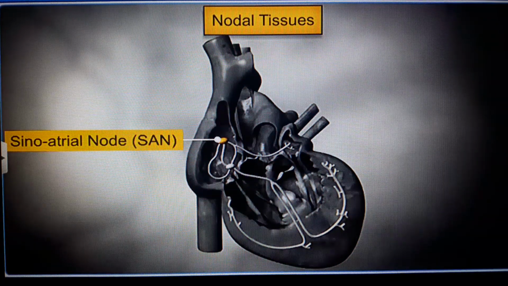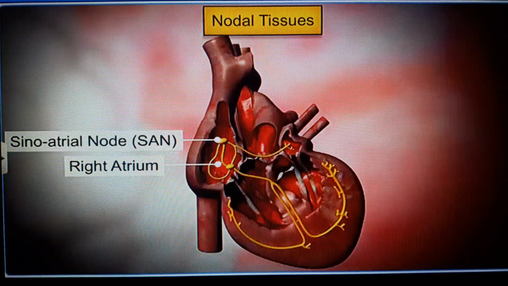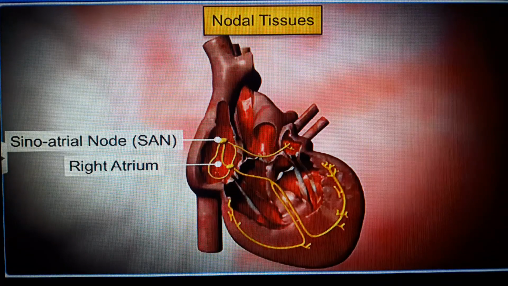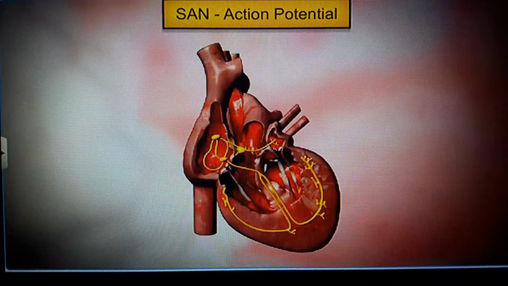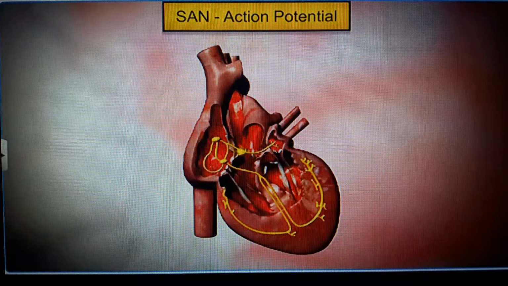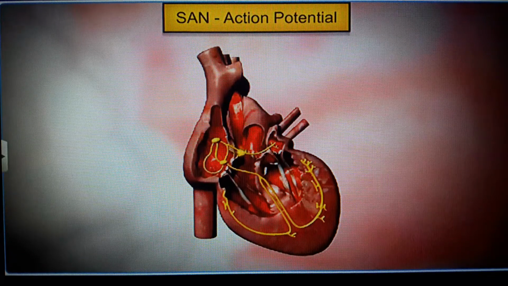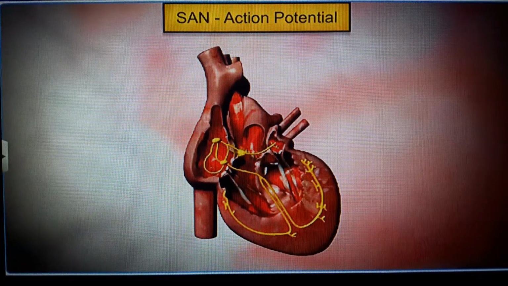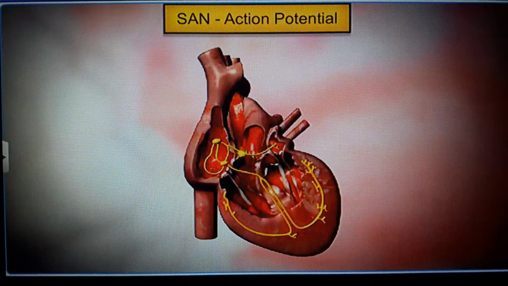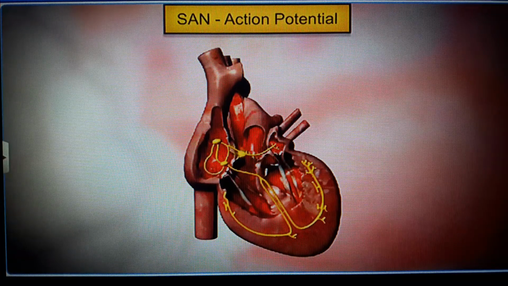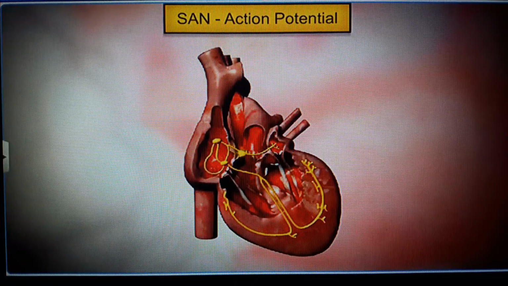Sinoatrial node, near the right atrium, upper part of the right atrium. The SA node is actually a remnant of the sinus venosus which is fused with the right atrium. The SA node is called the pacemaker as it generates each wave of cardiac impulse. Each heartbeat or cardiac impulse originates from here and then spreads throughout the two atria as a wave of contraction.